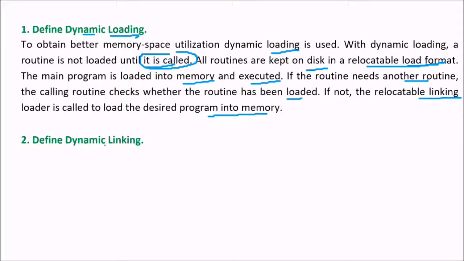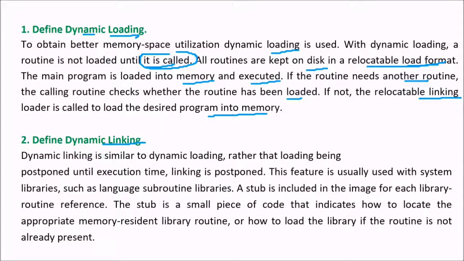Next comes, define dynamic linking. Dynamic linking is similar to dynamic loading. Rather than loading being postponed until the execution time, here the linking is postponed until the execution time. This feature is usually used with system libraries such as the language subroutine libraries. A stub is included in the image for each library routine reference, and that stub is a small piece of code that indicates how to locate the appropriate memory-resident library routine, or how to load the library if the routine is not already present.